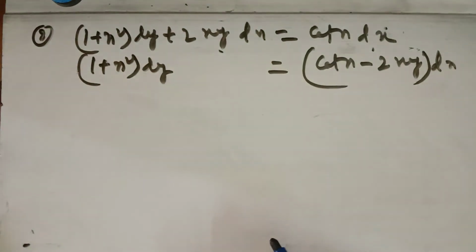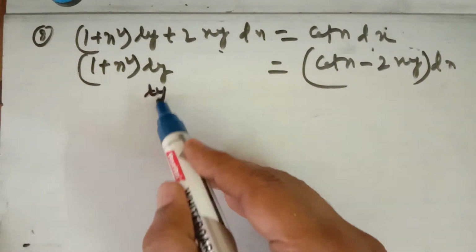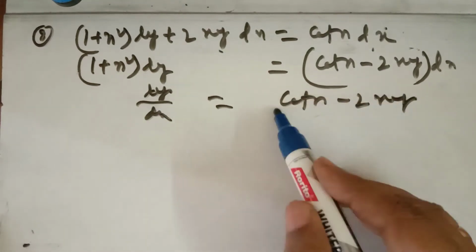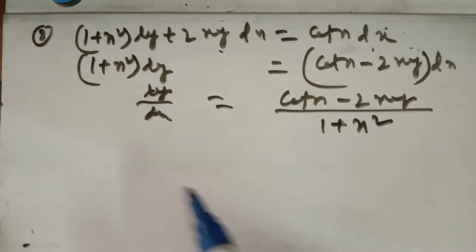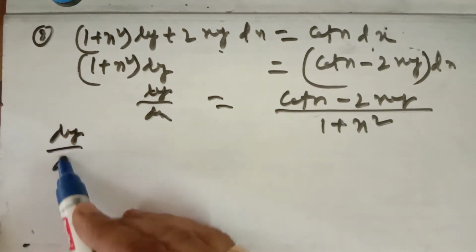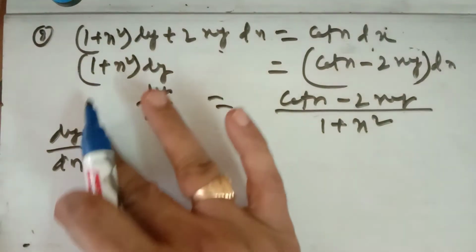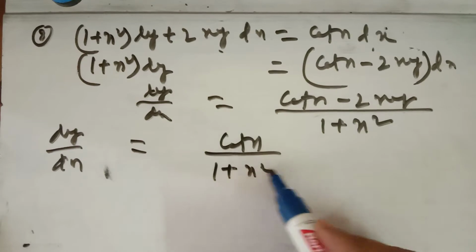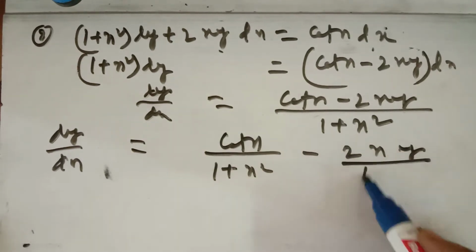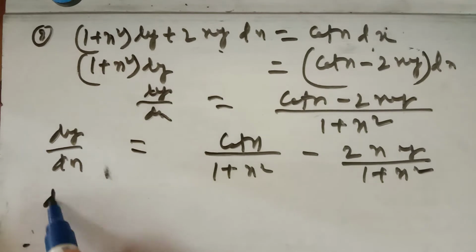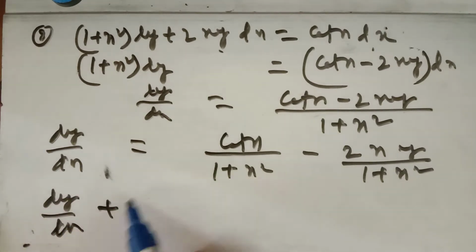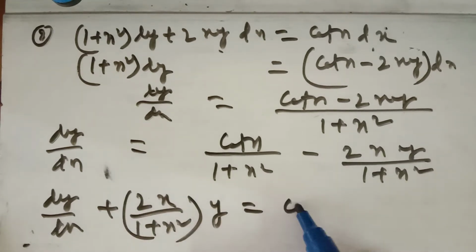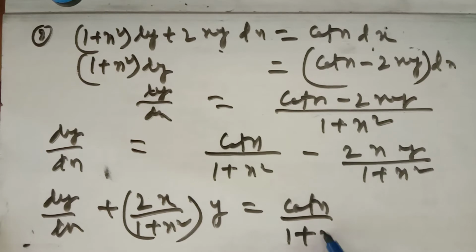Take dx common in these two. Now dy upon dx will be equal to cot x minus 2xy upon 1 plus x square, and try to convert it into the standard form d by dx plus Py. So you have to take the terms containing y, minus 2xy upon 1 plus x square, to the left side. Converted into the standard form, it will be dy/dx plus 2x upon 1 plus x square into y is equal to cot x upon 1 plus x square.